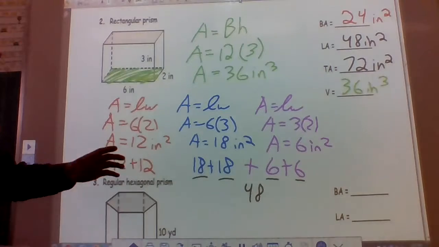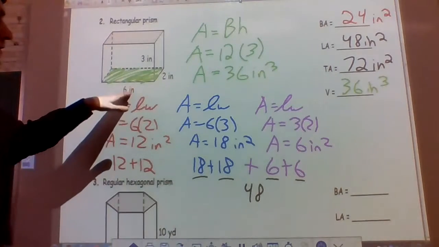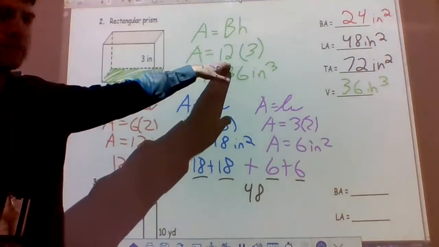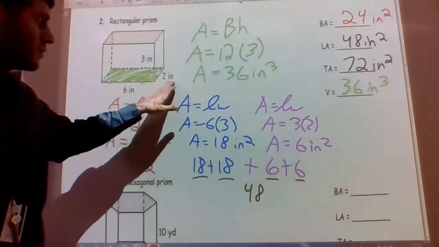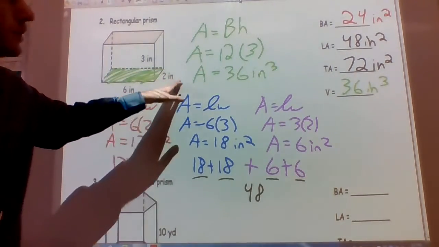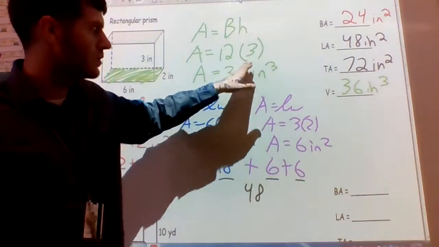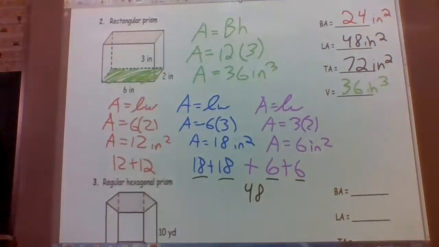It's cubed because it's three-dimensional. Volume is three-dimensional. 6 inches times 2 inches was 12 inches squared. 12 inches squared times 3 inches is 36 inches cubed. So there's 3 dimensions, so it's cubed.